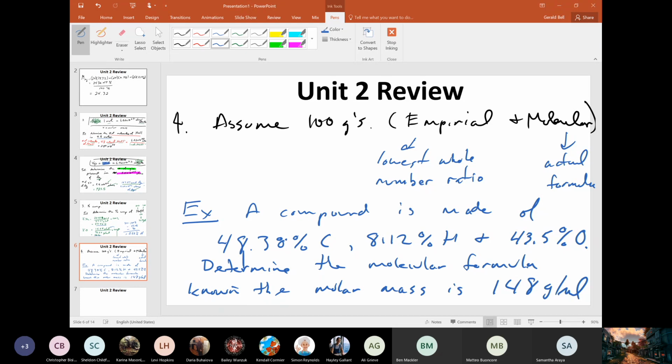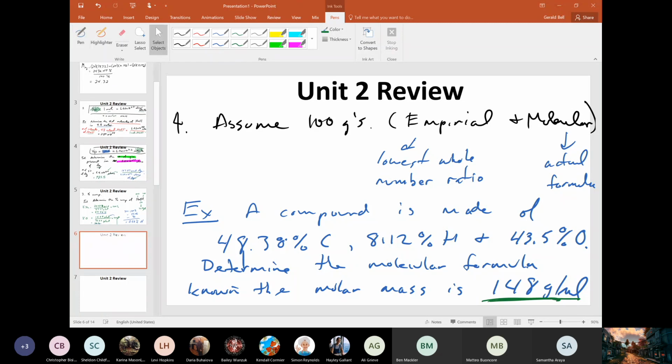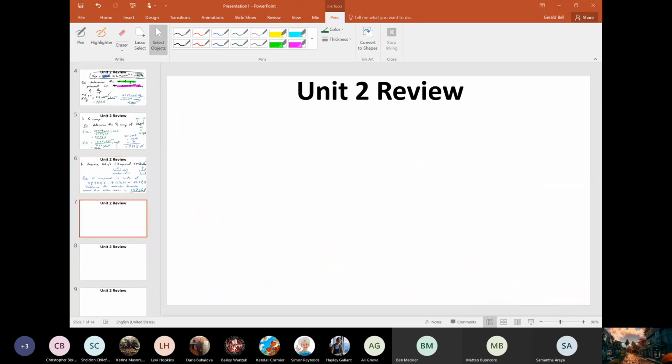So a compound is made of 48.38% carbon, 8.12% hydrogen, 43.5% oxygen, and with any luck, those tally up to 100%. We want to determine the molecular formula knowing that it weighs 148 grams. Now, we're going to deal with that piece of information last in step 4, so don't worry about that. Let's not forget about step 1 here. Assume 100 grams. And we just do that to get rid of those percentages.